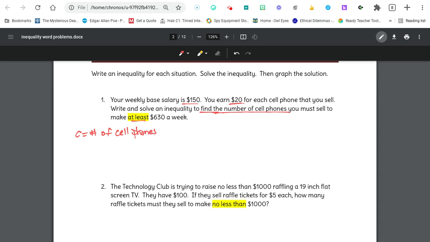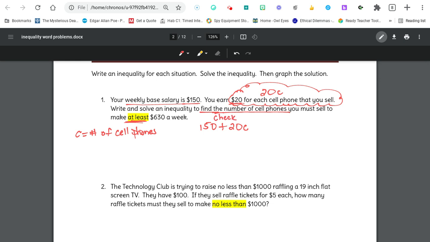But I know that 20 has to go with the cell phones that I sell. So 20 and C are going together. This is what I get anyway. So I'm going to have my 150 that I get anyway, regardless if I don't sell a thing, plus the $20 that I make for each cell phone. But it says it's at least $630. So this makes my check.